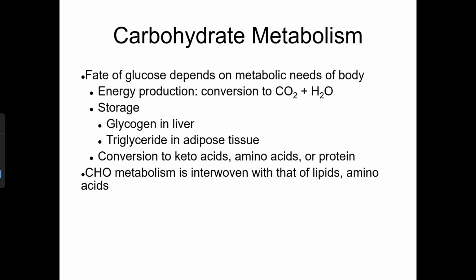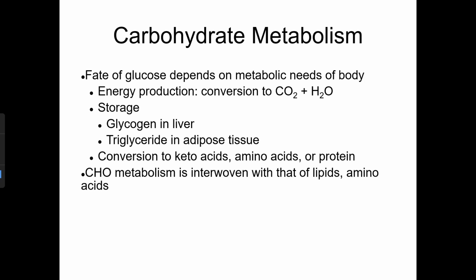The way that we store most of our glucose in the body is going to be as glycogen, and glycogen is stored in the liver, and then also skeletal muscle can store some glycogen. And then triglycerides. We can convert glycogen to triglycerides, and those triglycerides can then be stored in adipose tissue or fat tissue. The conversion to keto acids, amino acids, or protein.